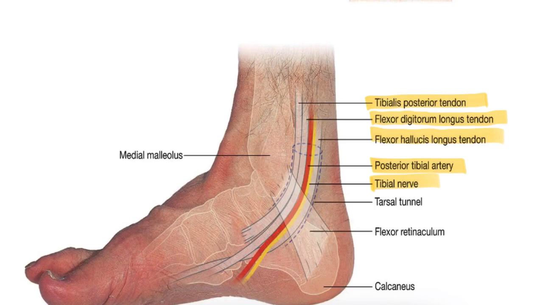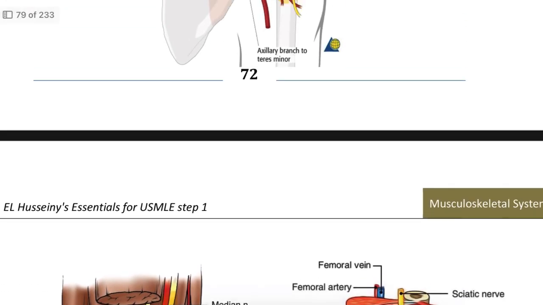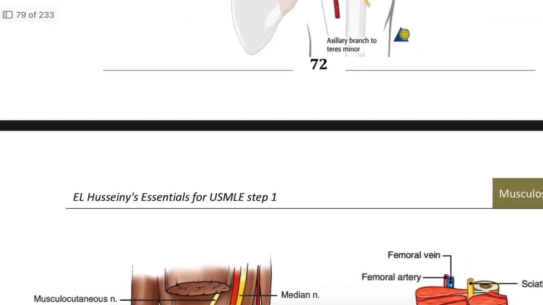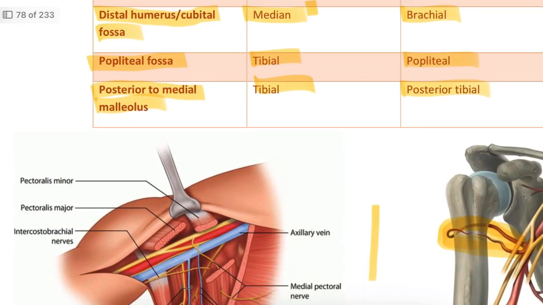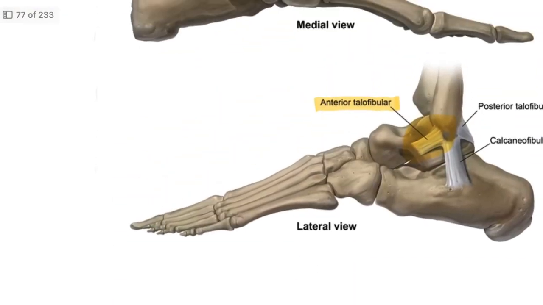So these are the things we discussed today about the ankle joint and neurovascular pairing. First, for the ankle joint, I am just going to give some recap.